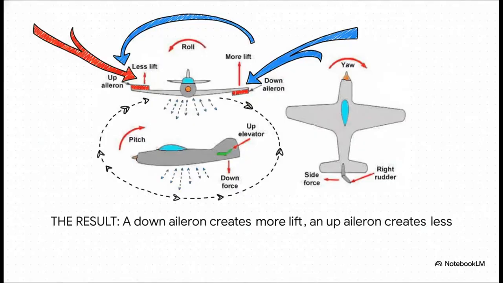So, here's the magic. This is the crucial part. The wing where the aileron moves down gets a temporary boost in lift. At the same time, the other wing, where the aileron went up, gets less lift. It's that imbalance, that simple difference in lift between the two wings that causes the whole airplane to roll, or bank, right into a turn.